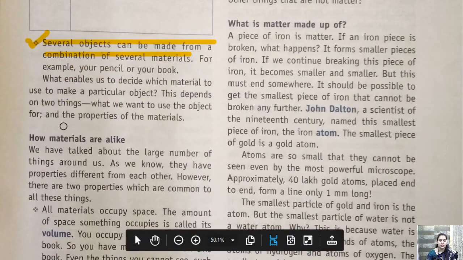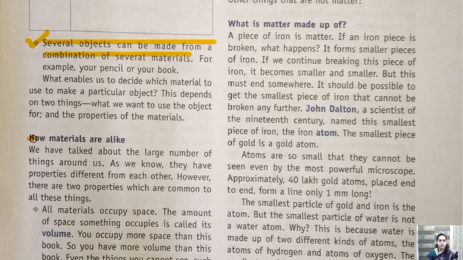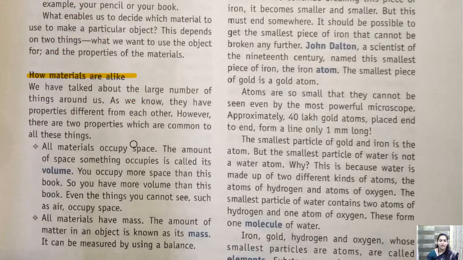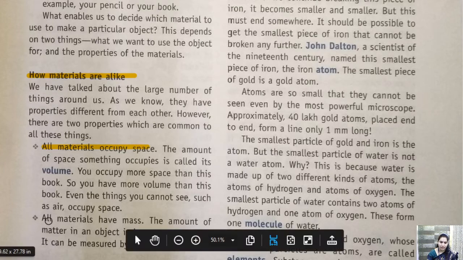Now children, this is very important. This, how materials are alike, is very important. So we have here 2 points. The two things that are alike in all materials are, first, all materials occupy space, and second, all materials have mass. Please underline these 2 lines. Please underline all materials occupy space, and please underline all materials have mass.